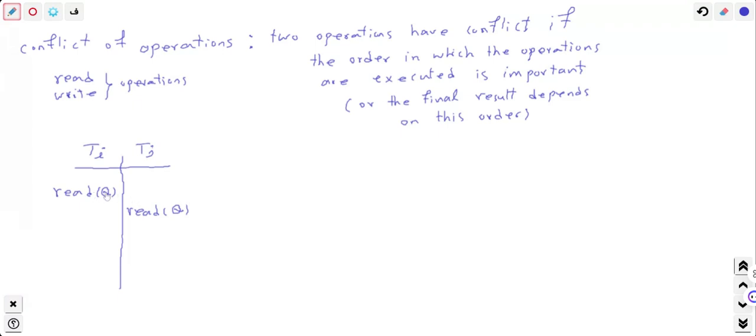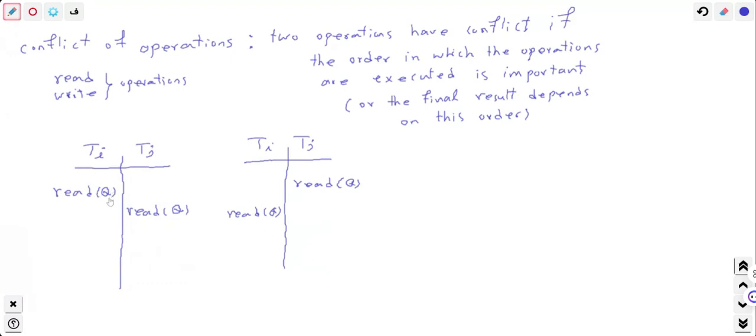Is it important which transaction reads first and which transaction reads second? For example, if transaction Tj reads first and transaction Ti reads second, does the final result differ in these two orders, or are they the same? Is it important or not?